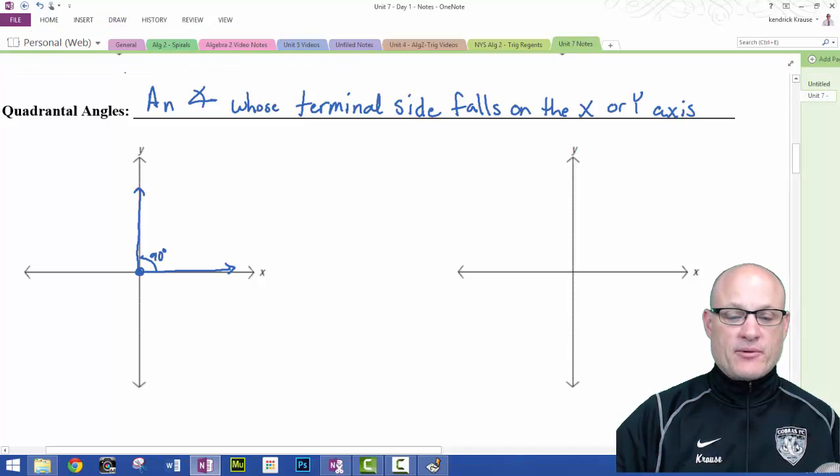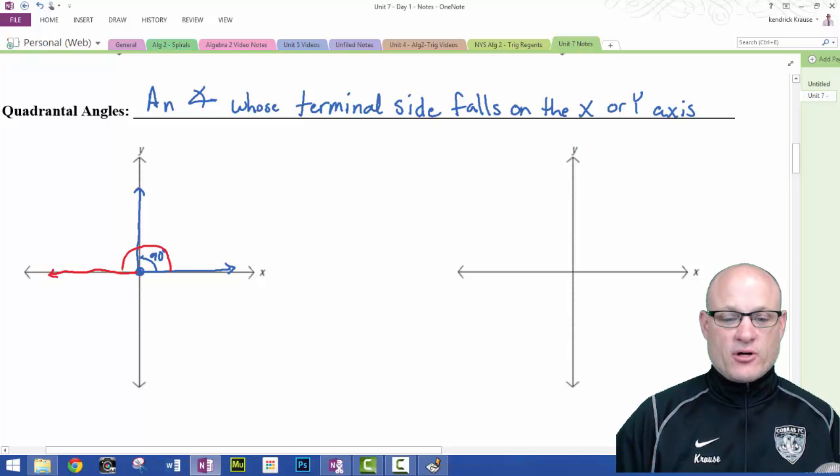Let me try a different color for the next one. What if I put my terminal side here? So now I draw my angle, and that's 180 degrees.